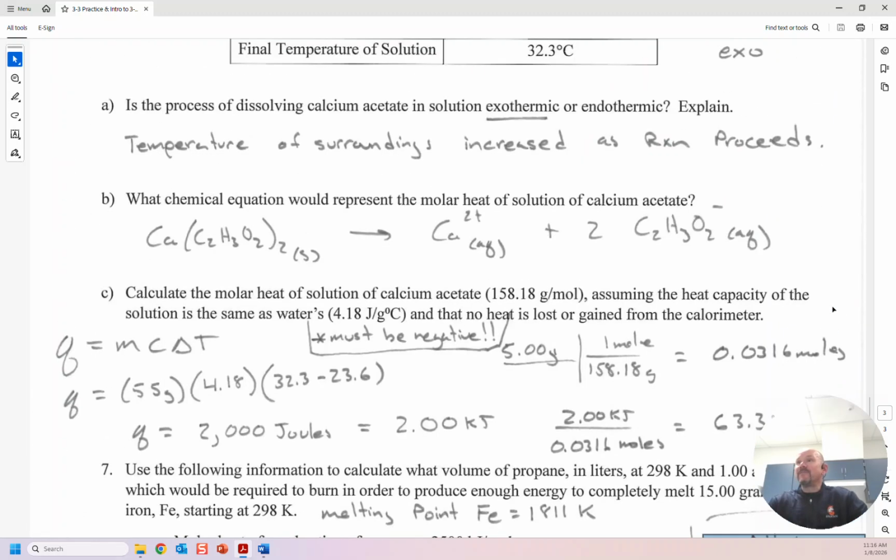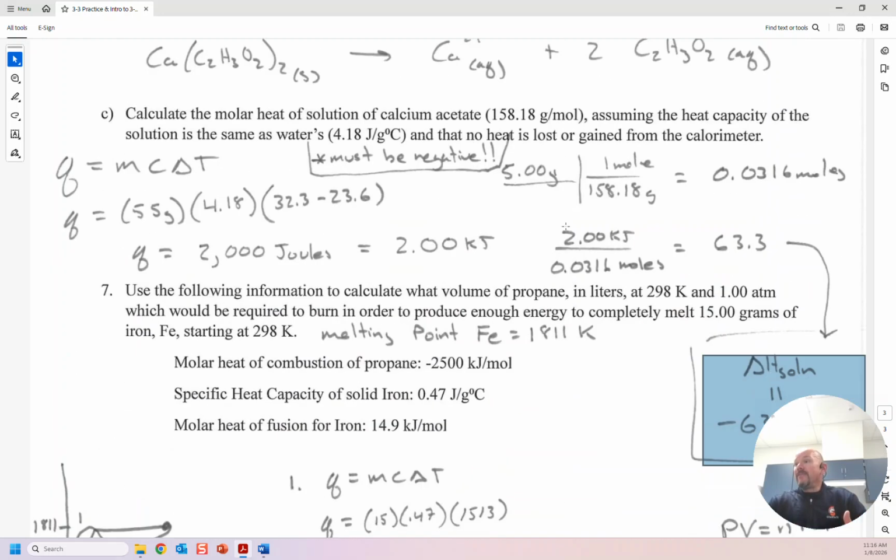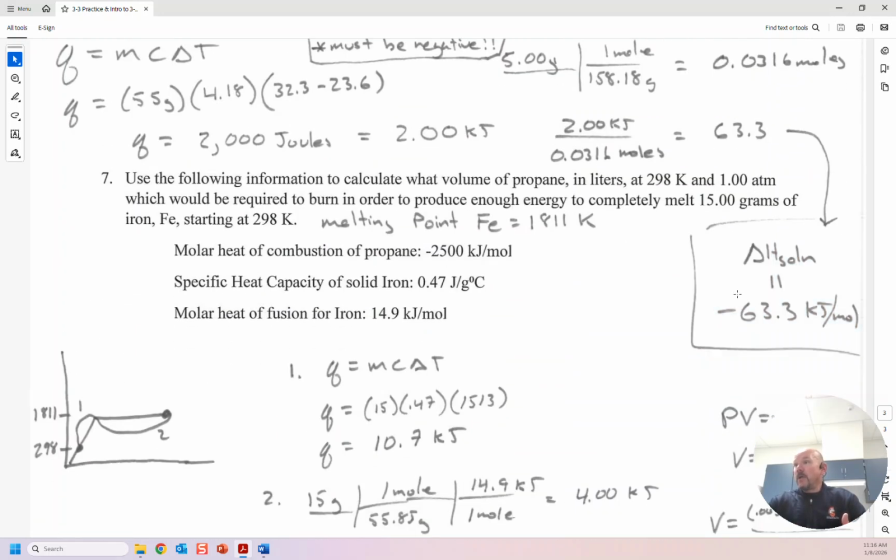Okay. Again, if this delta T had been the same change in temperature, but it had gone down that many degrees instead of going up, then it would be this number, but I would report it as a positive value because it was an endothermic process. All right.